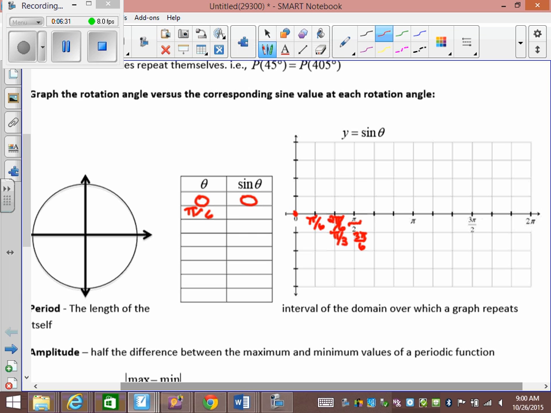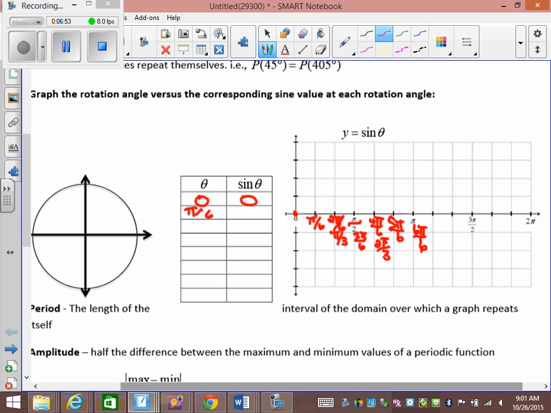What's 3 pi over 6 reduced? Pi over 2. So it's actually that, right? And this would be 4 pi over 6, which is 2 pi over 3. And this would be 5 pi over 6. Whoa. It doesn't reduce anymore. And this would be 6 pi over 6, which is pi.